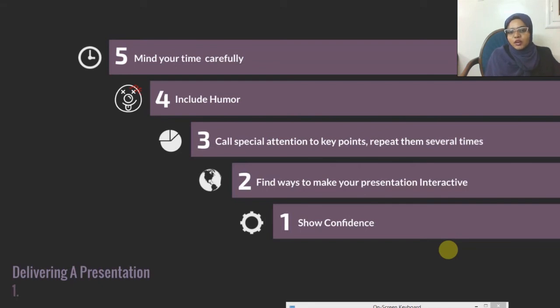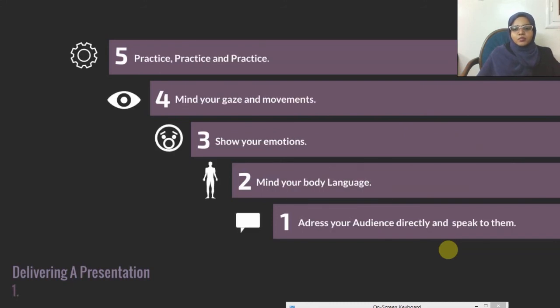Okay, mind your time carefully when delivering the presentation, not just when designing the layout, but also when delivering the presentation. You have to make sure you look at your watch every now and then to make sure that you are minding your time carefully. Okay, the sixth point is to address your audience directly and speak to them. Okay, you should look at them. Okay, you should not look at the sky or at the ground. You are talking to those people, and you should address your talk to them individually.